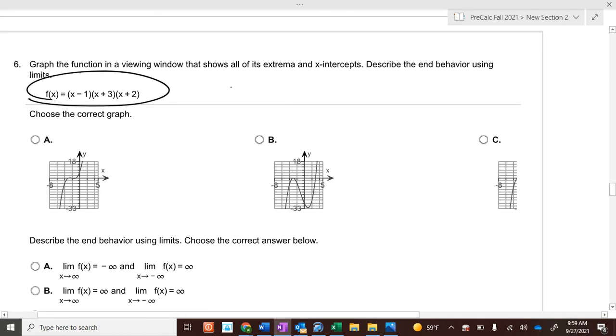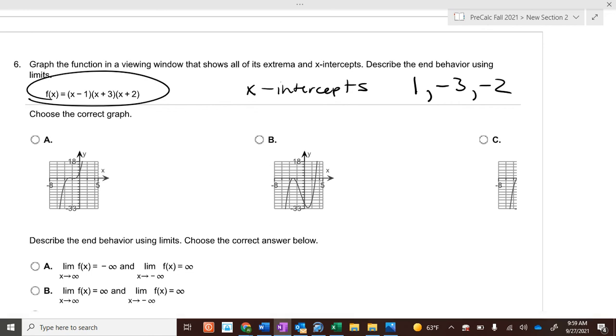Now, its x-intercepts are 1, -3, and -2. How did I find those so quickly? You set each of these equal to what? 0. And then you find the x-intercepts. So my x-intercept, I have a 1. So I'm going to cross at 1. That's neither of these. It's some other graph, some other place, okay? So I'm going to cross at a 1, a -3, and a -2. So it's not this one, and it's not this one. So it must be one of the other graphs, okay?